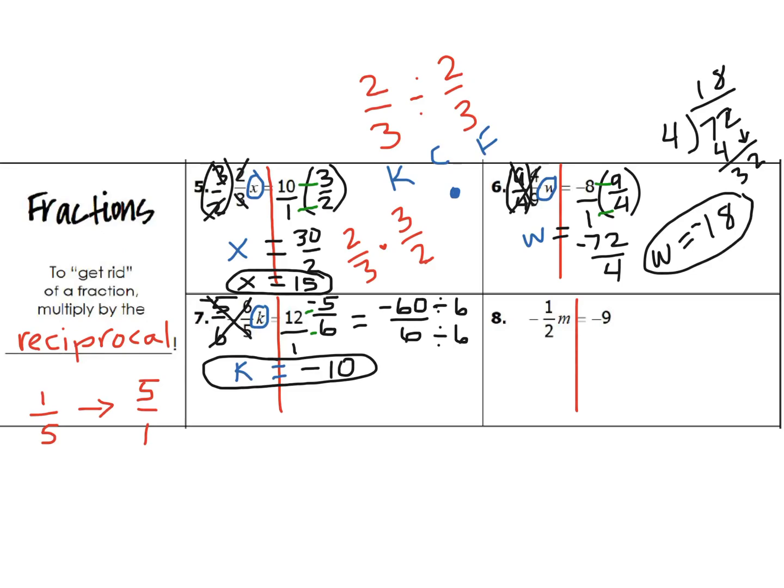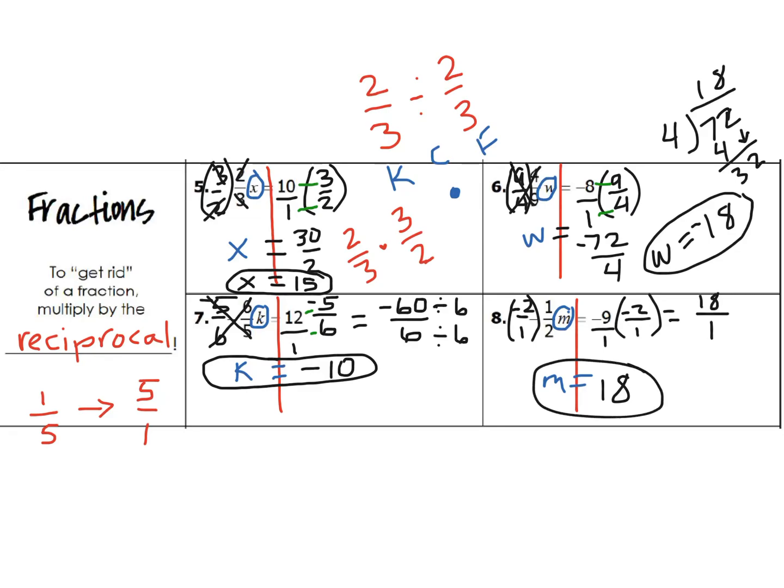All right, let's do number 8. Multiply both sides by the number with your variable there. So I'm going to multiply both sides by -2/1. So m will equal, and if you like to show your work kind of how I did here in number 7, you can do that. Okay, -9 times -2 is a +18. 1 times 1 is 1. And so I just bring my final answer right there.